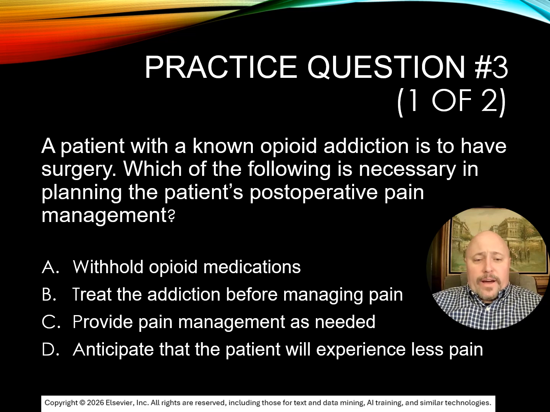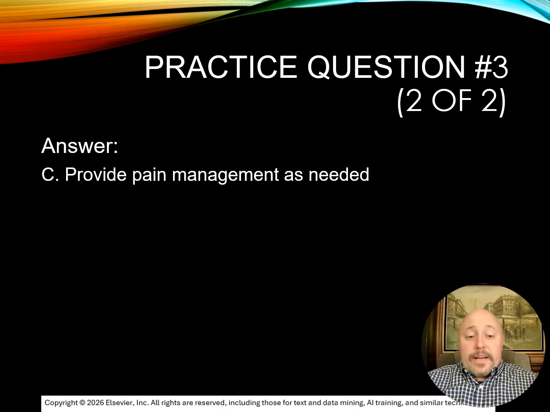And for our final question, a patient with a known opioid addiction is to have surgery. Which of the following is necessary in planning the patient's postoperative pain management? Would that be A, withhold opioid medications, B, treat the addiction before managing pain, C, provide pain management as needed, or D, anticipate that the patient will experience less pain? And that answer is going to be C, provide pain management as needed. We never want to leave any patient sitting in pain.